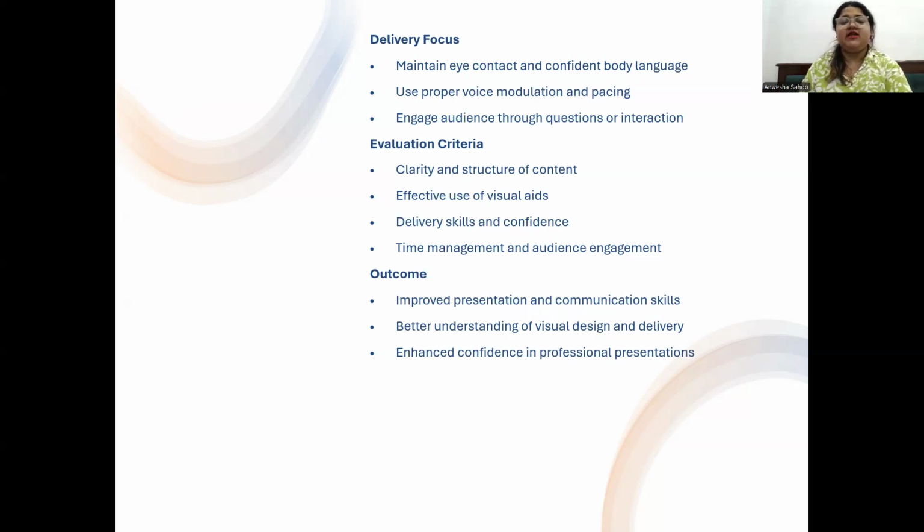So you should allocate your presentation time in such a way that you present your whole topic and you also have time for audience interaction and engagement. Also, the outcomes are improved presentation and communication skills. You will have a better understanding of visual design and delivery. It enhances confidence in professional presentations.